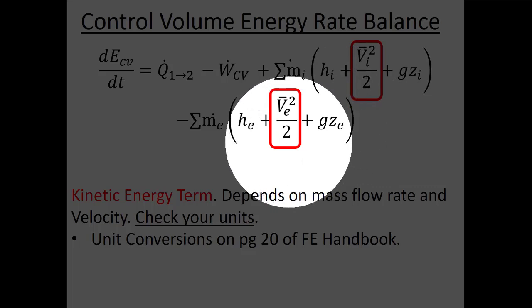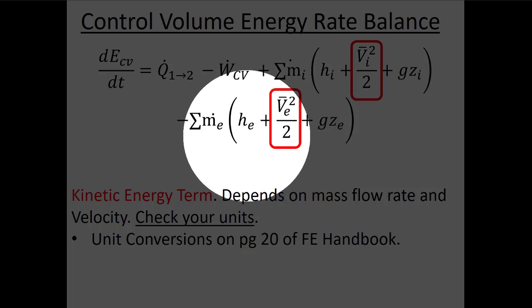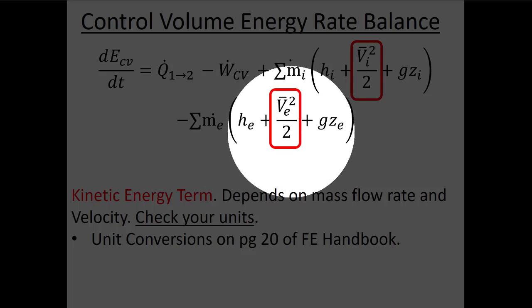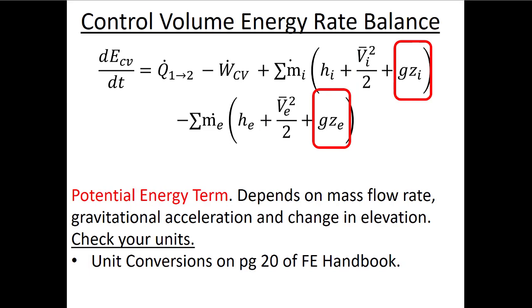Remember, even here, we're going to have problems with units because typically this will give us an answer in joules per kilogram, whereas when we look up h, it's in kilojoules per kilogram. So we will often, but not always, divide this term by 1,000. The last term here is the potential energy term. Again, if this term sticks around, you've got to watch out for units because here you'll be getting joules per kilogram and not kilojoules per kilogram.